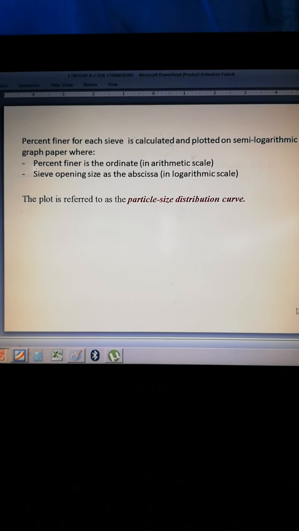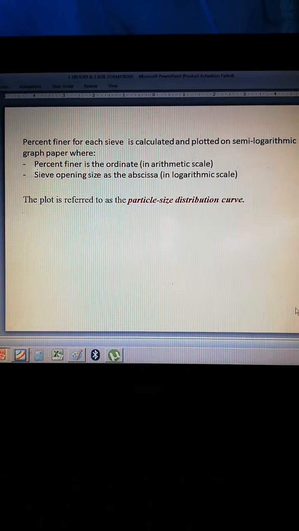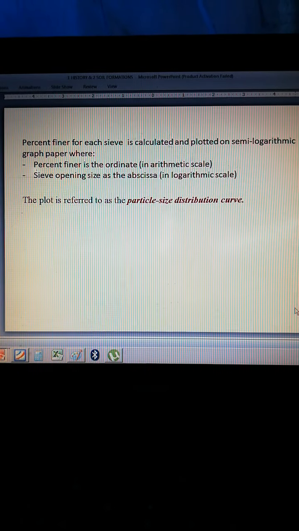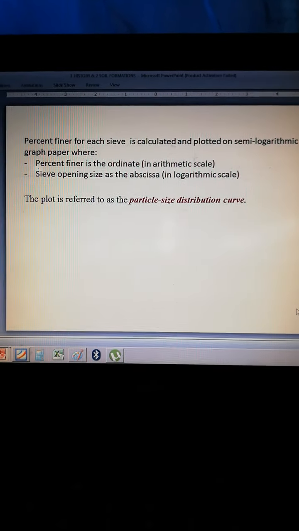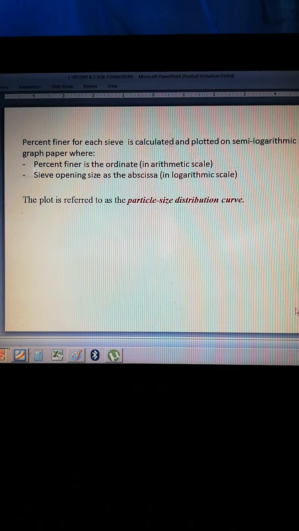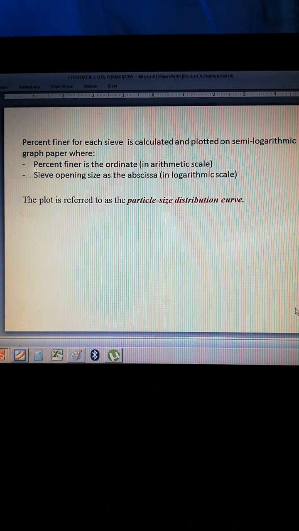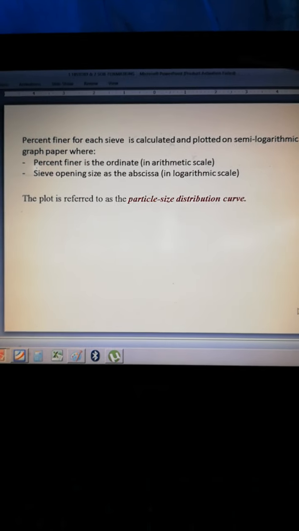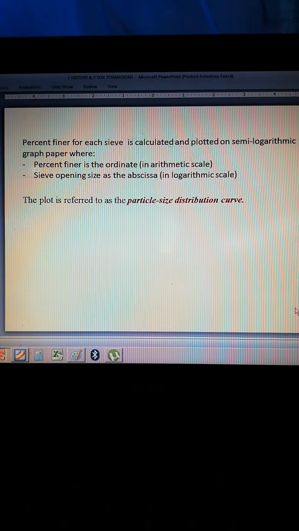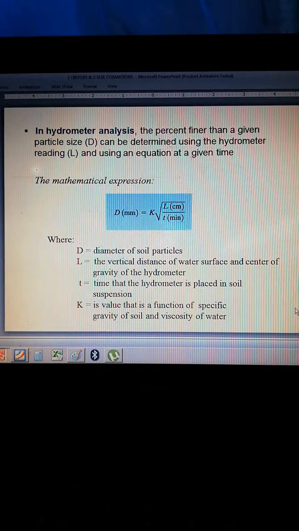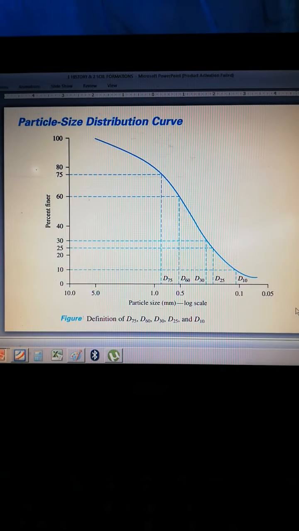Then, after you have the percent finer and you know the sieve numbers that you used, you can get the diameters from the table and plot. You can do the plotting wherein the diameter and the percent passing will be plotted against each other, and the result would be the particle size distribution curve. So that is the result, particle size distribution curve, which could look like this.